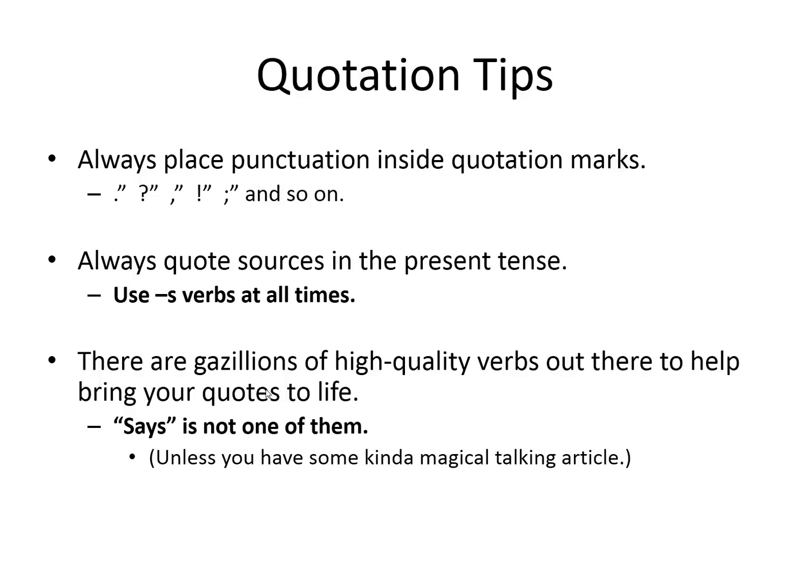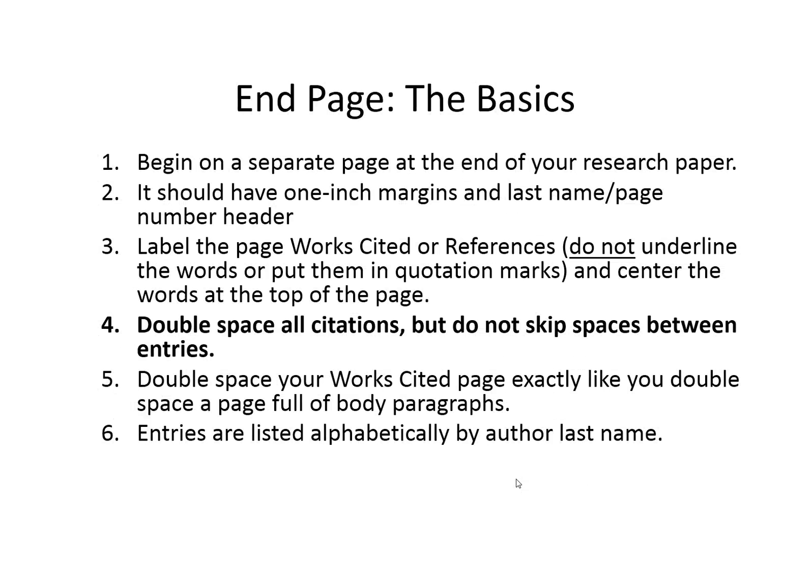Quotes should always be in present tense. That means S verbs. Stay away from "says" unless your article is talking to you. You're not listening to the article. So when you say so-and-so says, they didn't really say it. They wrote it. So use better verbs. What kind of verbs? Hey, look, here's a whole list. All right, so that's in-text citations.